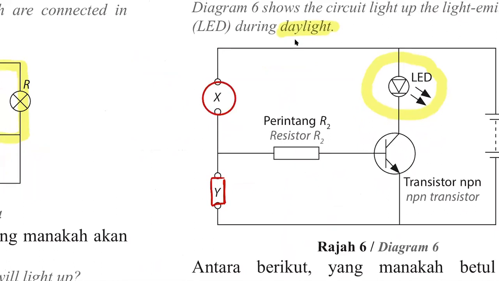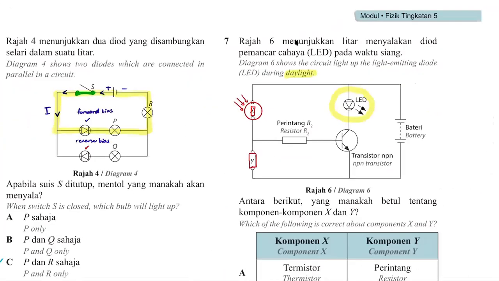Circle and then... why is that? Okay, so this is the symbol for LDR. Okay, next.